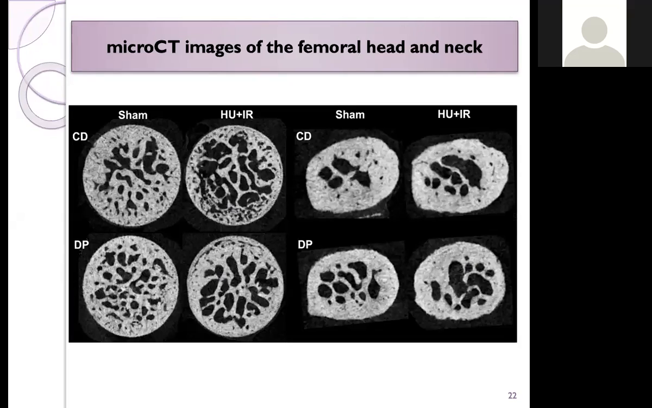We also looked at the femoral head and neck. Here are some representative images of the femoral head and the neck. And again, you can see mice fed the control diet have a strong decrease in bone structure, whereas mice with the dry plant diet don't have such a decrease.